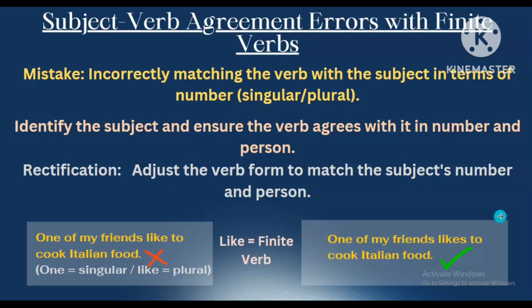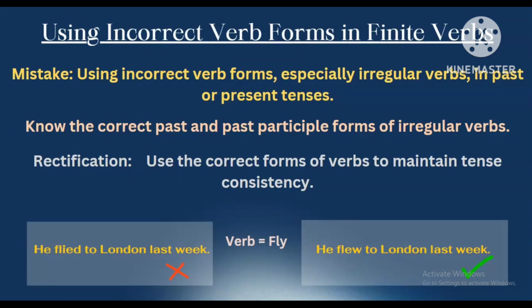For example, one of my friends likes to cook Italian food. Here you are not going to consider friends as the subject. Here the main subject is one friend. So one should be considered, and as one is singular, so we will use singular verb likes, verb plus s, not simply like. Clear?